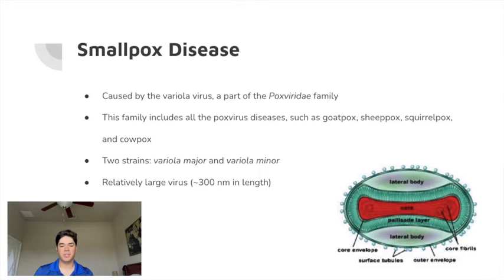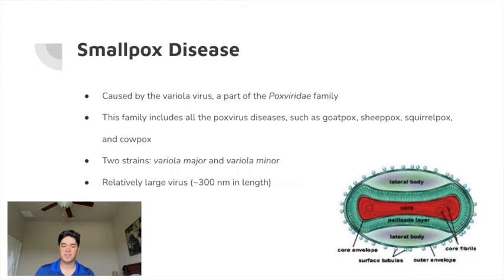There are two major strains of the smallpox virus, the variola major and the variola minor. Now, the variola major is the one that is more commonly known to us and that causes much more harmful and much more severe effects on humans, while the variola minor only causes much less harmful and much more minor effects on the human.